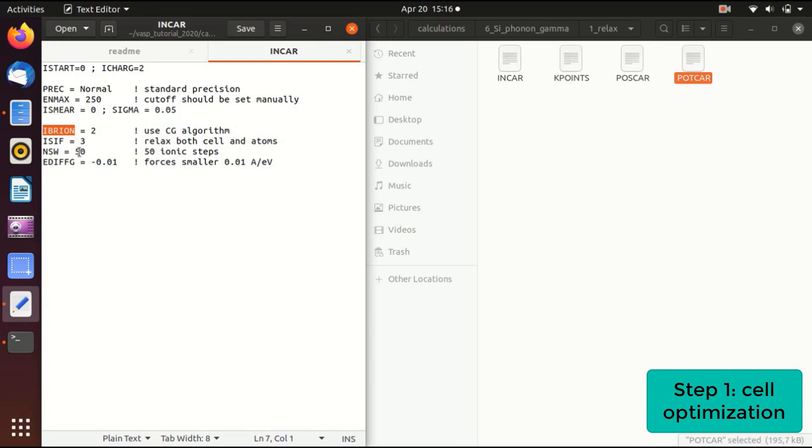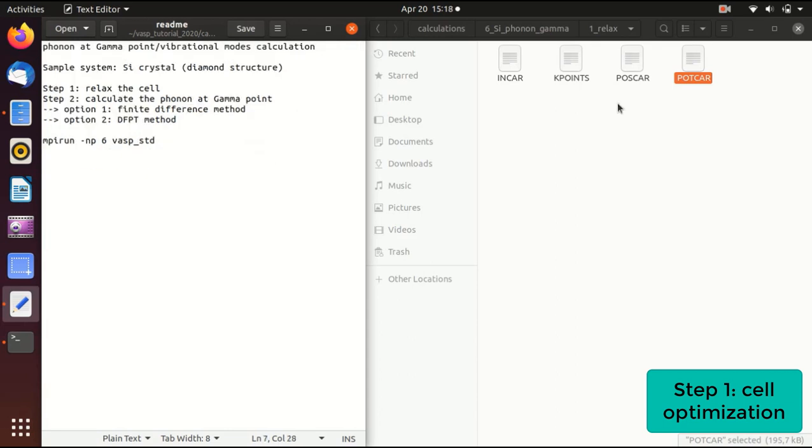NSW equals 50, we do a maximum of 50 ionic steps. But if the force is below the force threshold specified here, it will stop before 50. The negative sign here means that we are talking about a force criterion. If it is positive, then it's the energy. Usually we use the force.